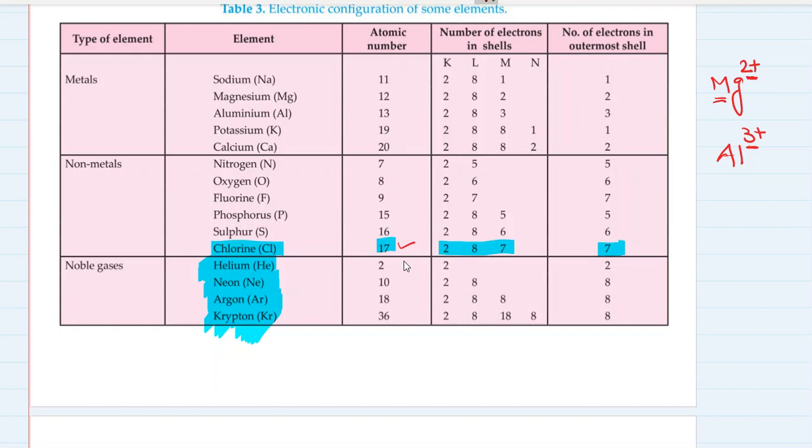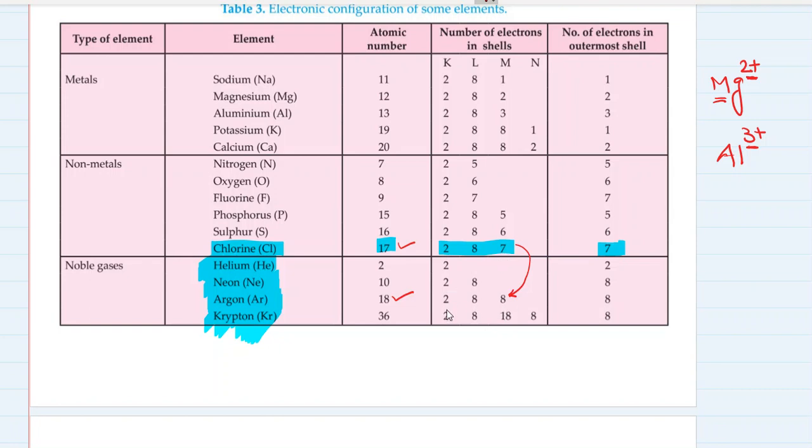Now, the atomic numbers of the noble gases are over here. Which atomic number is closest to 17? 2, 10, 18 or 36? Of course 18. So the nearest noble gas of chlorine is argon. So chlorine would want to achieve an electronic configuration just like argon. So chlorine, from having electronic configuration 2, 8, 7, would want to have an electronic configuration like 2, 8, 8.